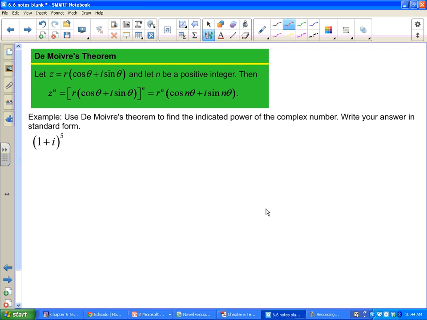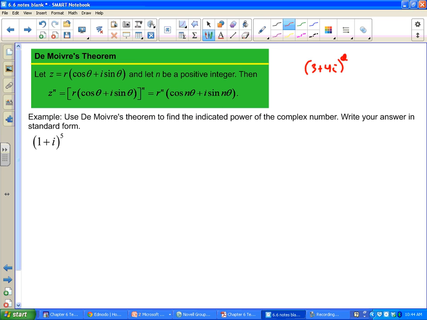Okay, now we are to the special name, de Moivre's theorem. De Moivre's theorem helps us find powers of complex numbers. So if you have a complex number in standard form, like 3 plus 4i, if they ask you to square that, that's not so bad. You write the parentheses twice, you FOIL, you're done.